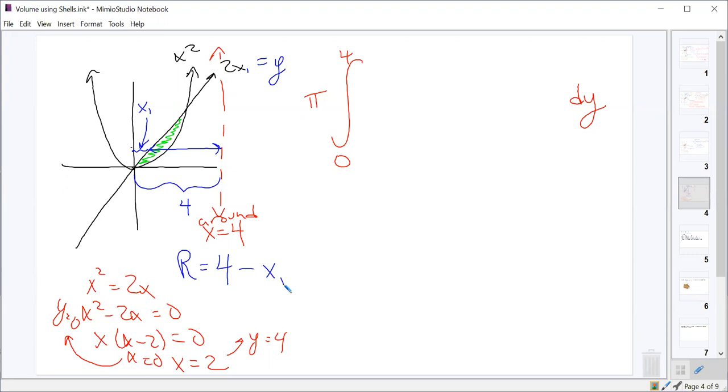Has to be in terms of y. So x sub 1 equals y over 2. Okay. So this will be 4 minus y over 2 for our outer radius.